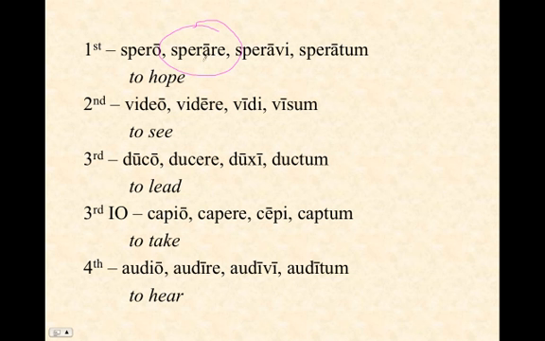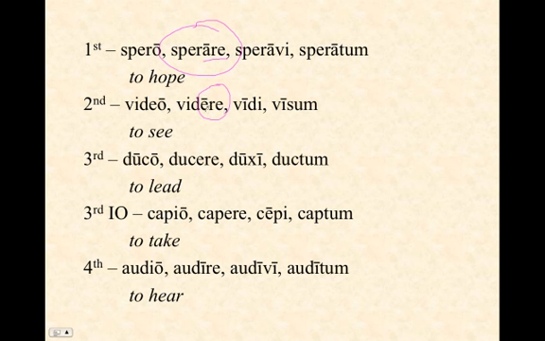If you discover that the final 3 letters of that infinitive is long ARE, you have a first conjugation verb on your hands. If the final 3 letters of the infinitive are long ERE, you have a second conjugation verb.